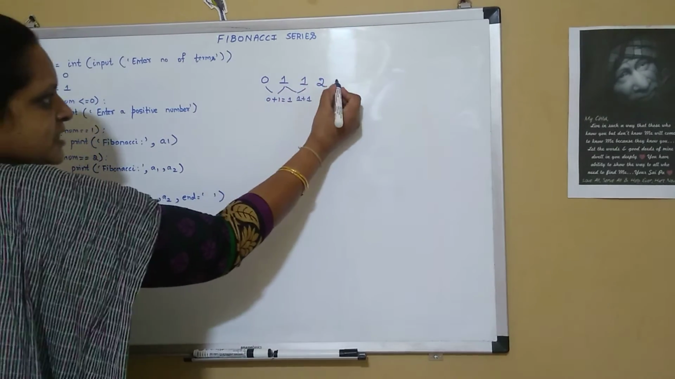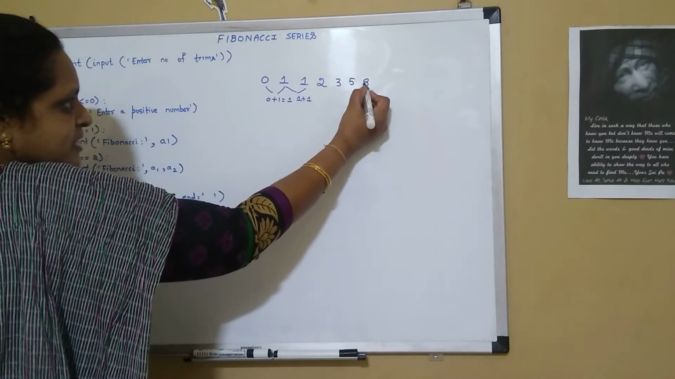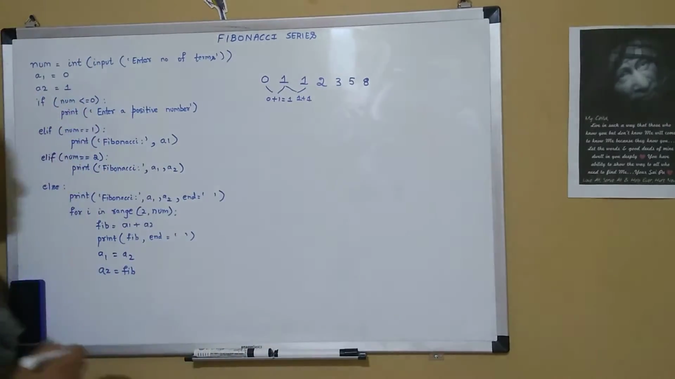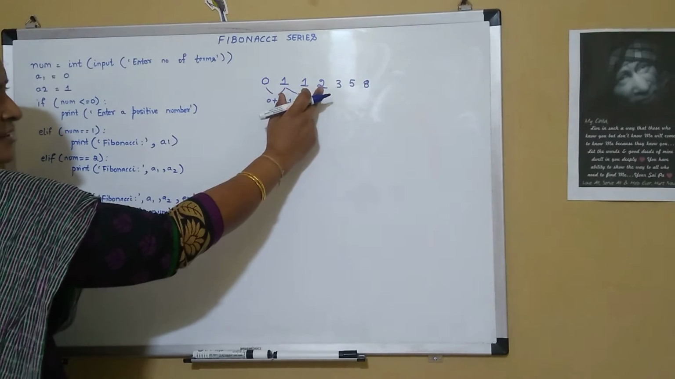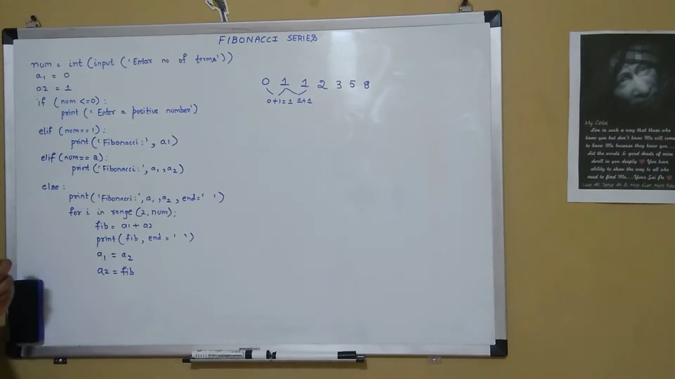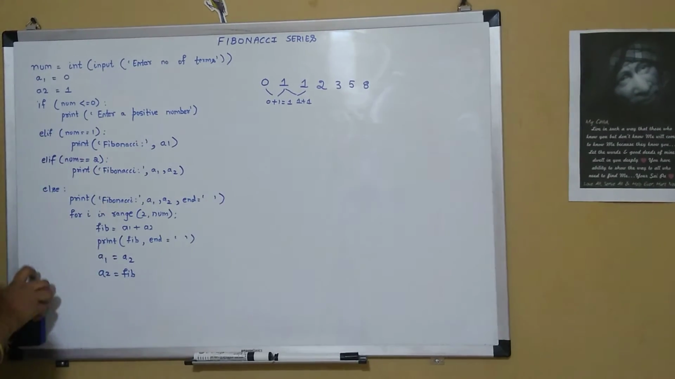Similarly, 2 plus 1 becomes 3, 3 plus 2 becomes 5, 5 plus 3 becomes 8. So, the previous two numbers will be added to get the resulting next number. So, this is what is called a Fibonacci series.